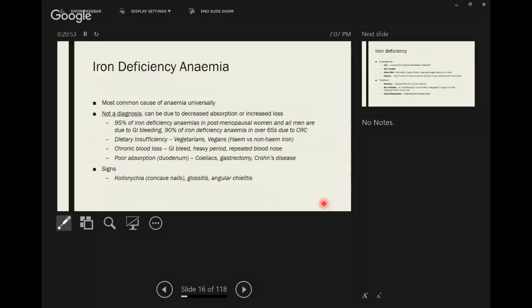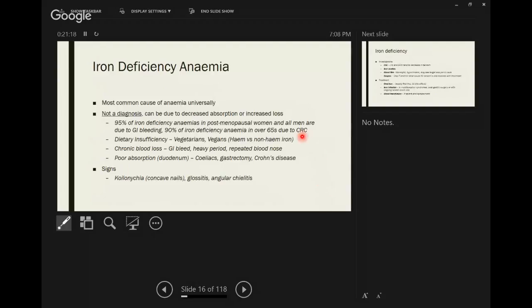Really importantly, maybe not this year, but clinically, 95% of iron deficiency anemias in postmenopausal women and all men are due to GI bleeds. 90% of iron deficiency anemias in the over 65s are due to colorectal carcinoma. So as a management plan for iron deficiency anemia, you always say scopes. That's just a tip, which is important.